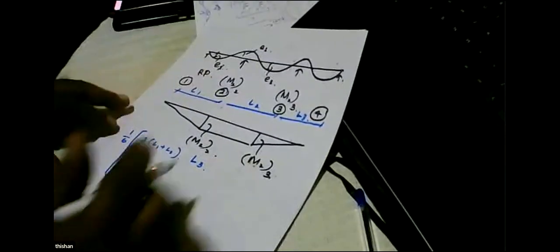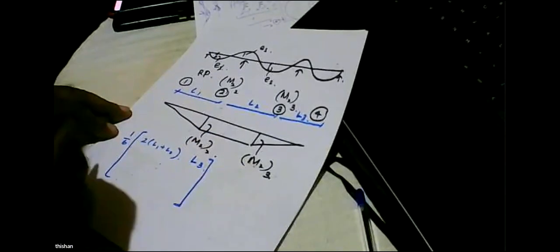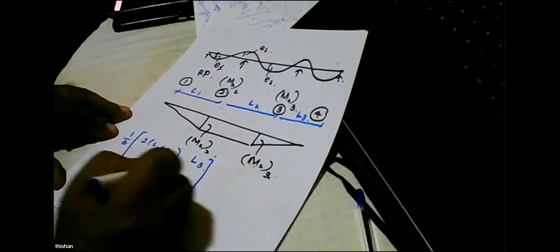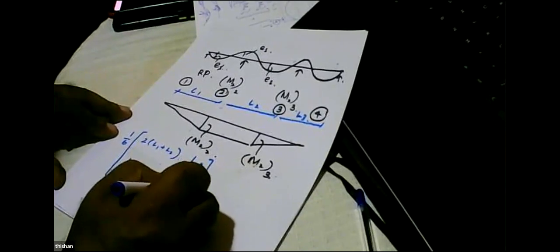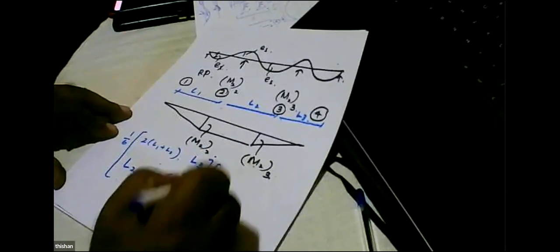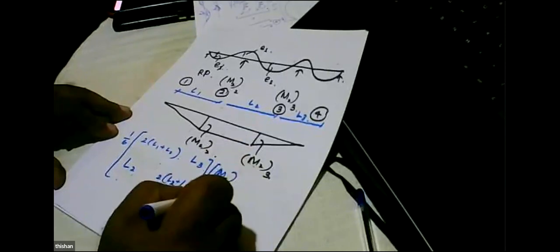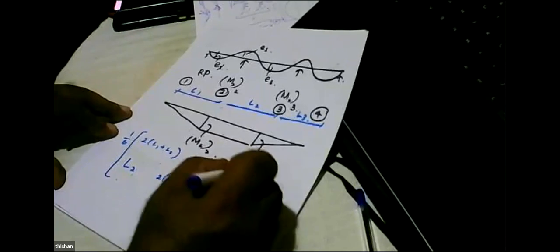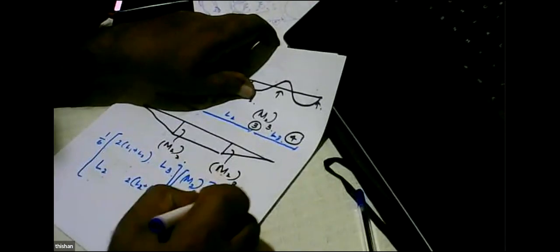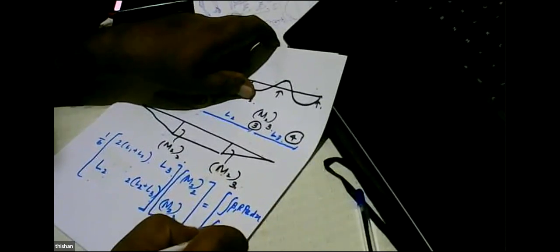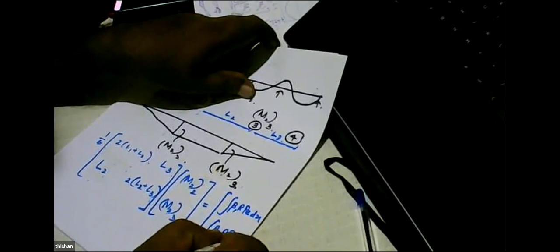Now this result can be proved by using the principle of virtual work, but we will not worry about the proof, because now we are interested in how to find it. Here you get M2,2 and M2,3, and this is equal to the integration of β1 P e dx, and the integration of β2 P e dx.